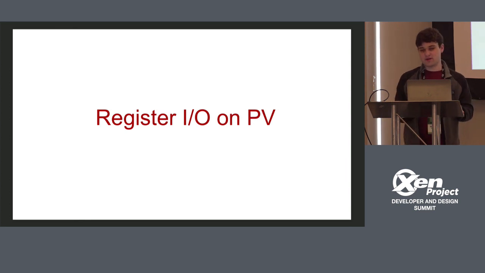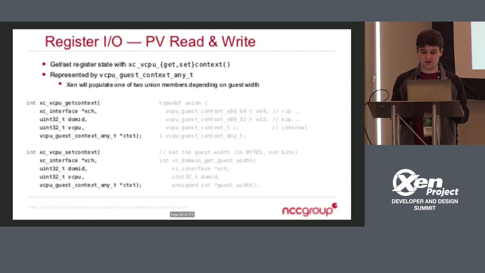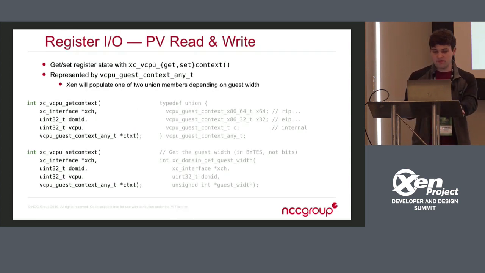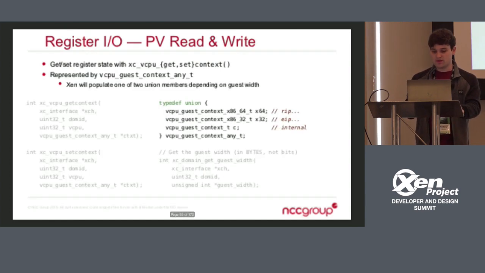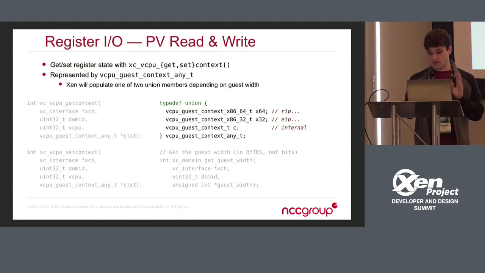Now we're going to talk about register I/O, which is conceptually similar on PV and HVM, but the actual function calls you have to make are different. So for PV, you basically use the functions xc_vcpu_getcontext and setcontext, and these both deal in a context object called vcpu_guest_context_any, which is a union of three structs. I believe that C struct is just for internal usage as far as I can tell. So the ones you need to care about are x64 and x32, and that's basically the 64 and 32-bit register structs.